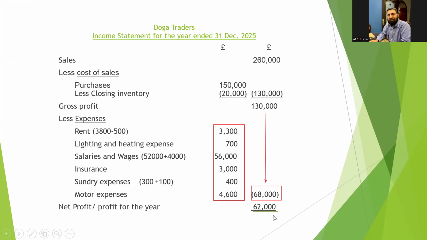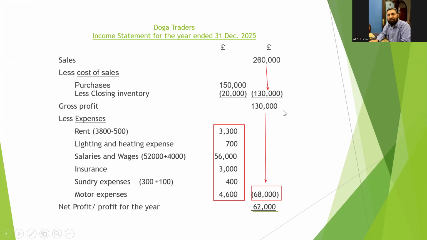Okay. Remember, because this is the last figure, the bottom line, you have to write a double line here. And remember, we use brackets for subtraction. So wherever you have a bracket, that means subtract. 150,000 minus 20,000, it is subtracted. That is why we use a bracket. Then you write here 130,000, because again 260,000 minus 130,000. Because we are subtracting, we are using a bracket. So 260 minus 130, you will get 130,000 positive.